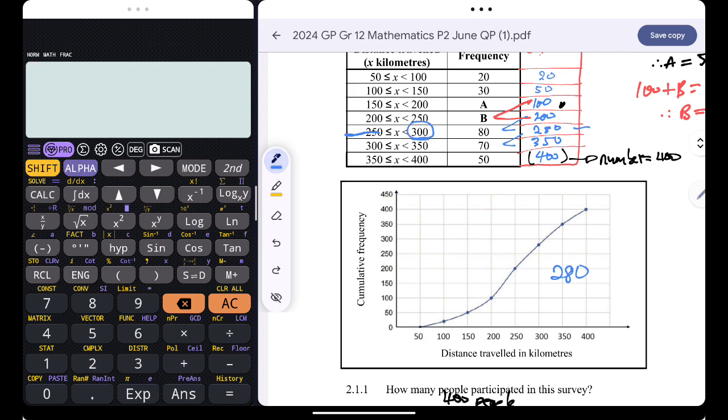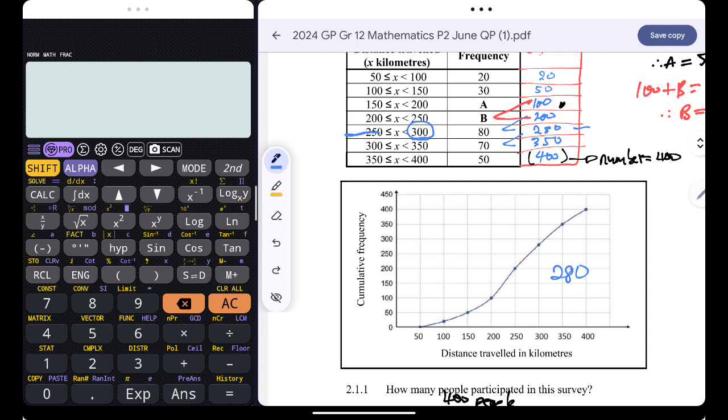But among those 280 people, there are those who traveled a distance which is less than 100 kilometers. But remember, we were asked to find the number of people who traveled a distance in between 100 kilometers and 300 kilometers. Right? So that means the distance should be above 100 and below 300. Are you together?